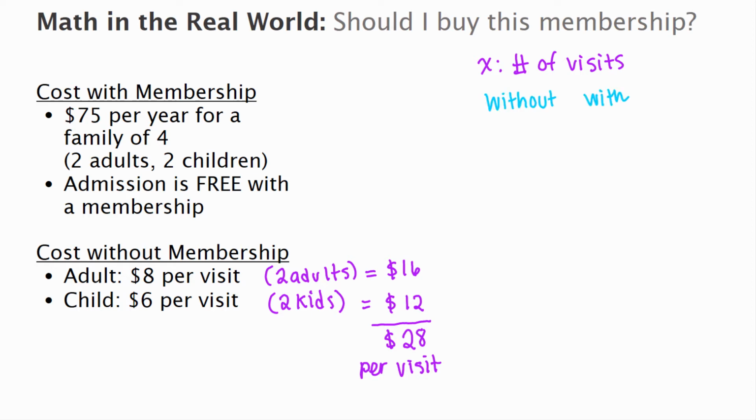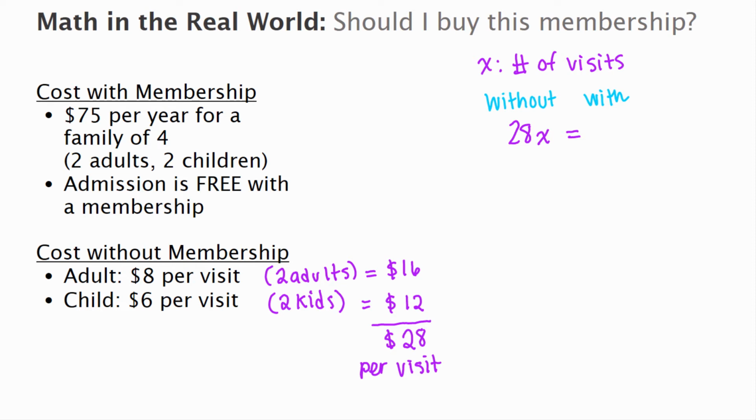So on the left-hand side, I'm going to put the cost without the membership, and on the right-hand side, I'm going to put the cost with the membership. So if I don't have a membership, I'm paying $28 per visit every time I go. And since x represents the number of visits, we're going to write this as 28x.